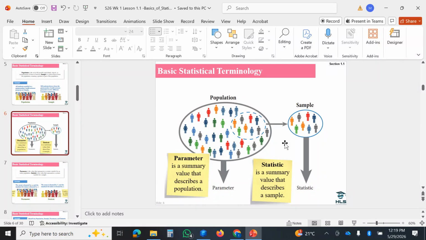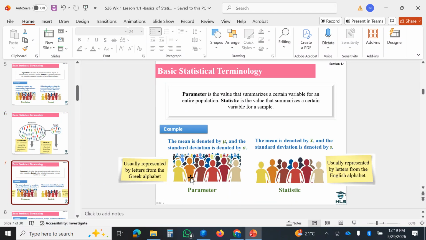Basic statistical terminology. There is something called a parameter, which is a summary value that describes the population, as well as a statistic, which is a summary value that describes the sample. Let's have a look here. So, going back to our original, a parameter is for the population, a statistic is for the sample. The mean is denoted by mu. You'll see that one right there. That's the mean, the average value, which we'll get into in week 4.